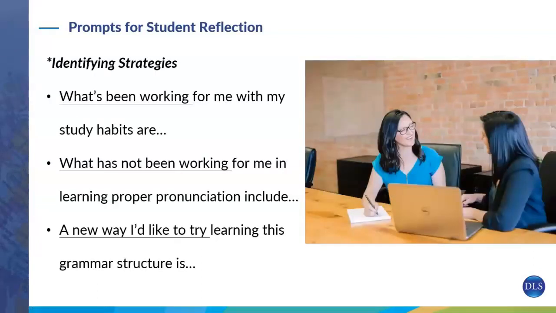And these are some sentence starters to help students identify strategies. So asking them to answer what's been working for you with your study habits, or putting something specific in, like what has not been working for me with learning proper pronunciation, or what has not been working for me in learning how to type in the target language. So that can help them identify what they want to pivot away from. Or a new way I'd like to try learning X, Y, or Z is blank. And then you give them the freedom to think of a new way of learning. And then that, again, brings it back to student-centered and puts the responsibility on the student, making them more motivated because they're the ones that will be thinking of it rather than you telling them what to do.